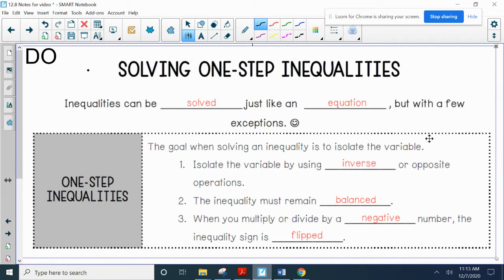All right, so the goal when solving an inequality is to isolate the variable. Same goal as an equation. So you're going to isolate the variable by using the inverse or opposite operations, which have not changed. The inequality must remain balanced. So like before with the equations, what we did to one side, we're going to have to do to both sides in our inequalities. And when you multiply or divide by a negative number, the inequality sign is flipped. That will make sense in just a minute when we get to some problems that look like that.